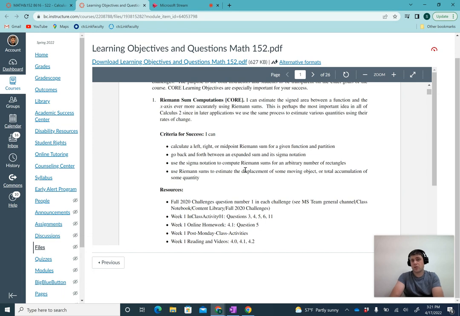Okay, so what do you need to be able to do to successfully learn this objective? You need to look at these four bullets and be able to do all of those.